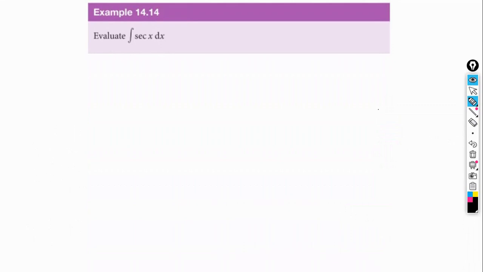So next we have example 14.14, and they ask us to evaluate the integral of secant of x dx. Now in some textbooks, this is one of the commonly known integrals, and it is actually equal to the natural logarithm of the absolute value of tangent of x plus secant of x, plus c. But what happens in the case where they say, well, prove that this is true? How do we do this?